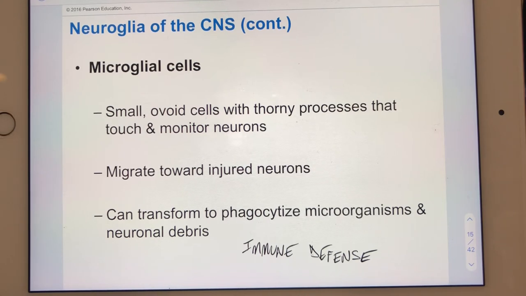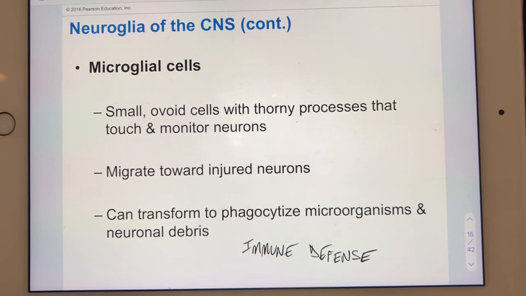Therefore, the police force that protects the rest of the body is not also protecting the central nervous system. So the central nervous system has its own private security squad, and that is the microglia. If we go to the next slide, you can see how spiky a microglion might be.